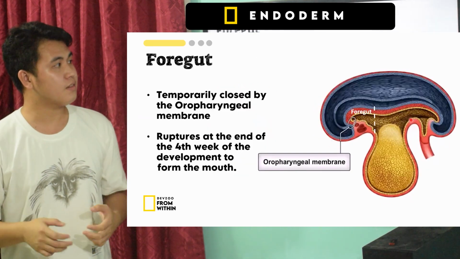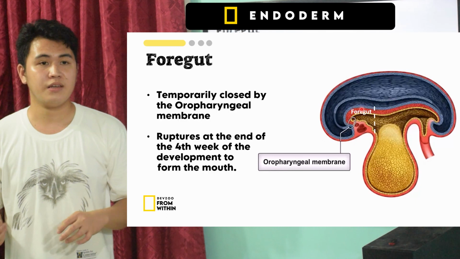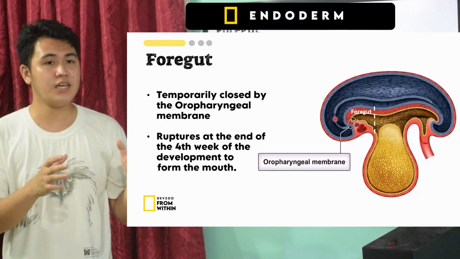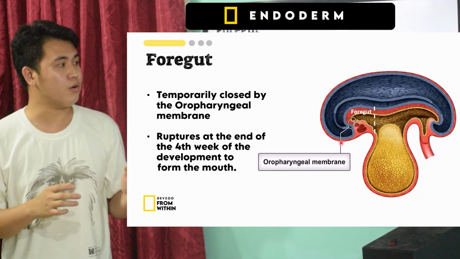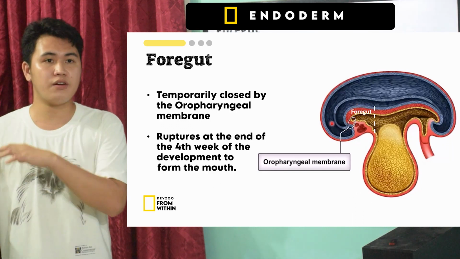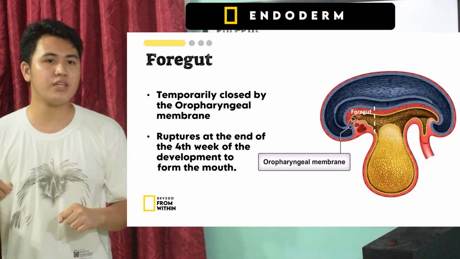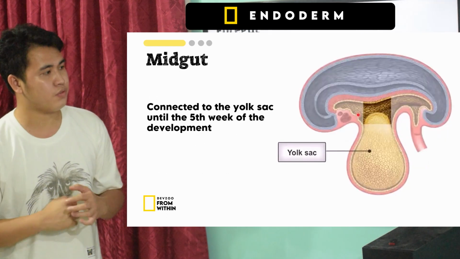For the foregut, it is temporarily closed by the oropharyngeal membrane. It is located near the cranial end of the embryo, and the oropharyngeal membrane will eventually rupture at the end of the fourth week of embryonic development, resulting in the formation of the mouth.